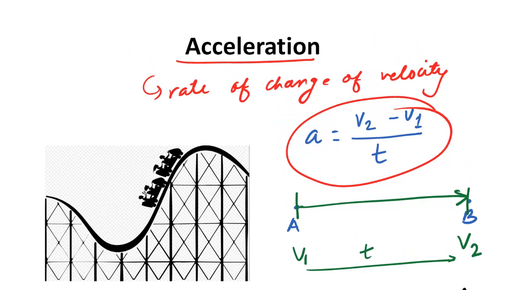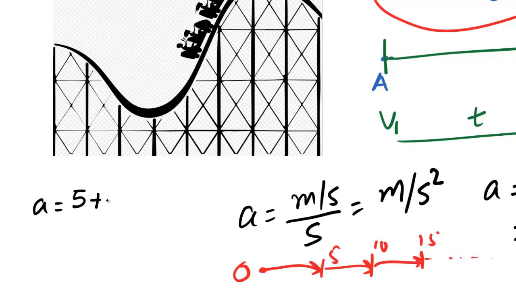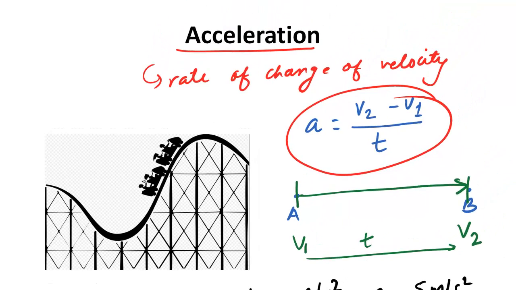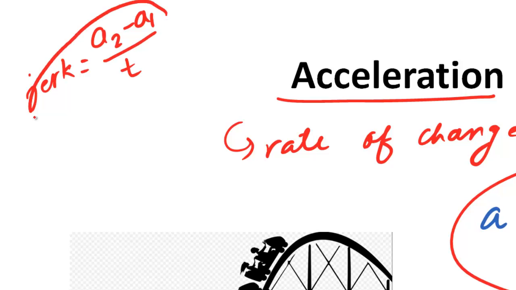So you can also assume that acceleration can also change. Let's say acceleration is something like 5 plus time. So at time t equals 0, acceleration is 5, but at t equals 1, acceleration becomes 6, right? So that can also happen. For that also we have defined a quantity, but that quantity is not useful, so we'll not go into that. I'll just give you a name for it. It's called jerk. Jerk would be the rate of change of acceleration, that is change in acceleration over time, a2 minus a1 over time.